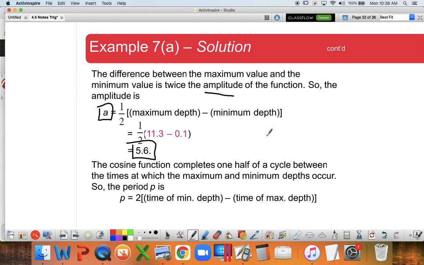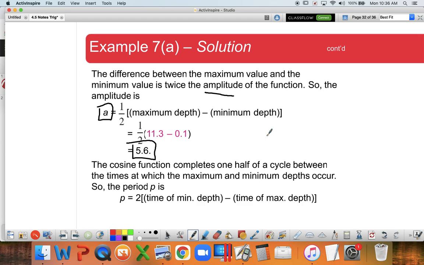How long does it take for the cosine function to start repeating? Well, looking at our graph, we don't see a full cycle, right? We don't see the full thing, but we can see that it does a half cycle between the times at which the maximum and the minimum depths occur. So if you look at your maximum, that occurs at hour 4, whereas your minimum occurs at hour 10. So between 10 minus 4, it's going to take 6 hours to do a half.